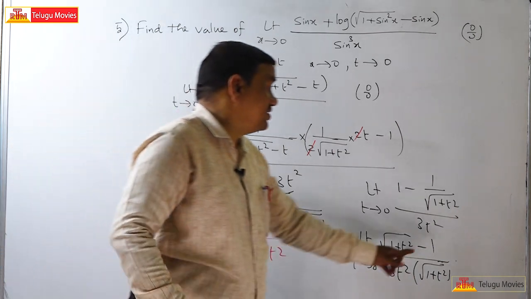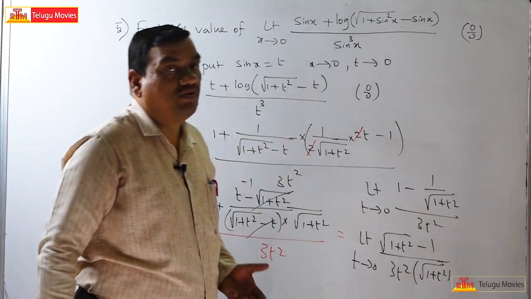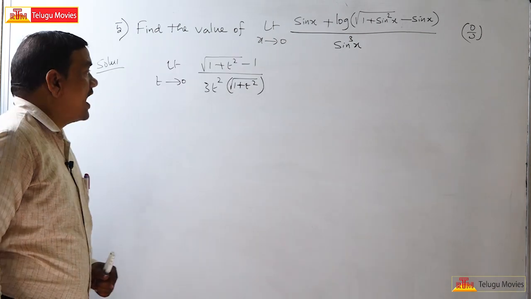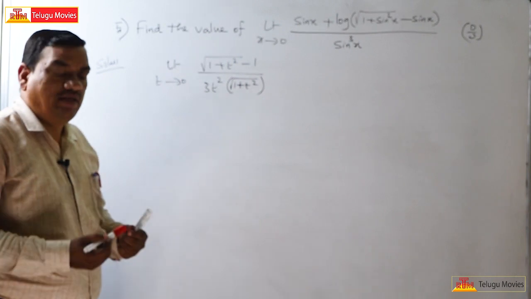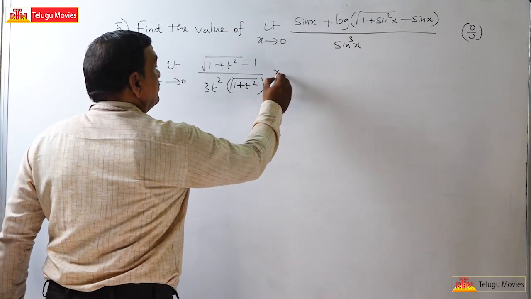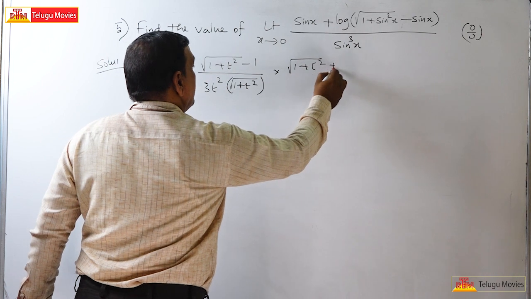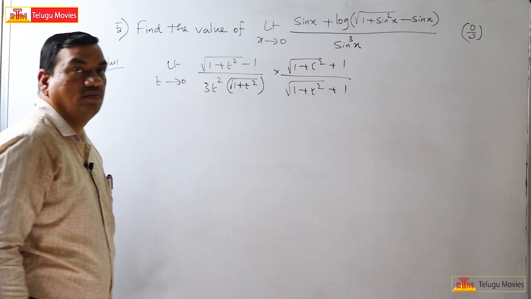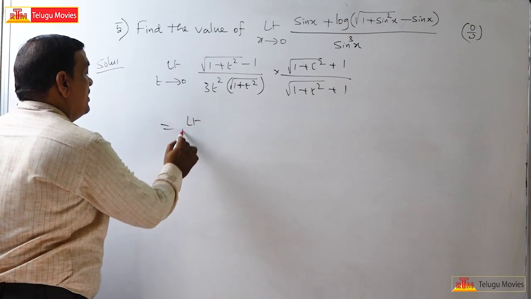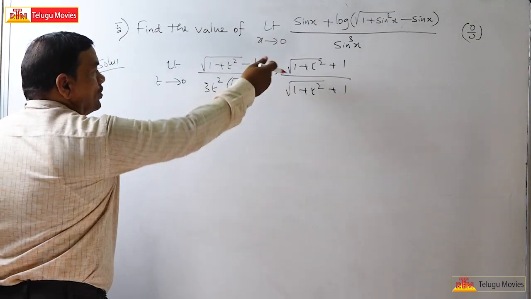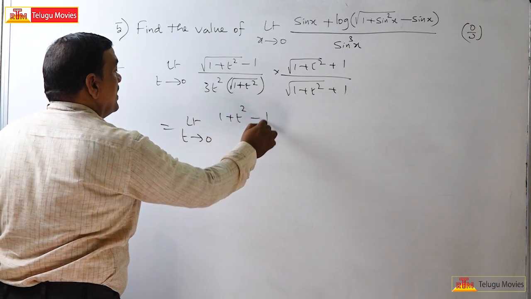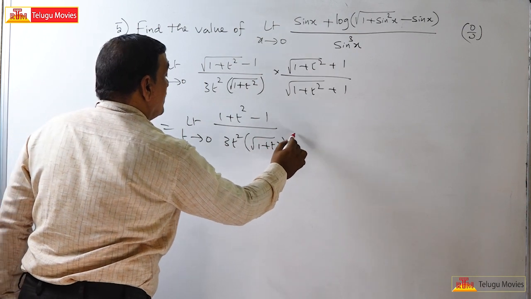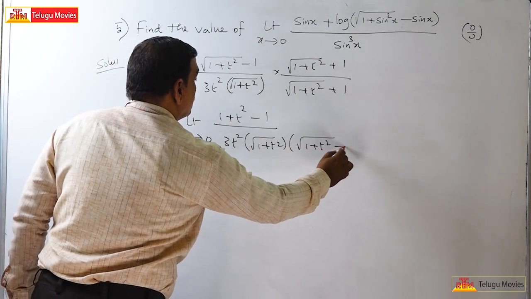Again, here we will multiply and we will continue the solution. Okay. So, let us continue the solution. Welcome back to the remaining calculation. So here also, again multiply the numerator and denominator with root of 1 plus t square plus 1. So this is equal to limit t tends to 0, a plus b into a minus b, a square minus 1 by 3t square into root of 1 plus t square into root of 1 plus t square plus 1.